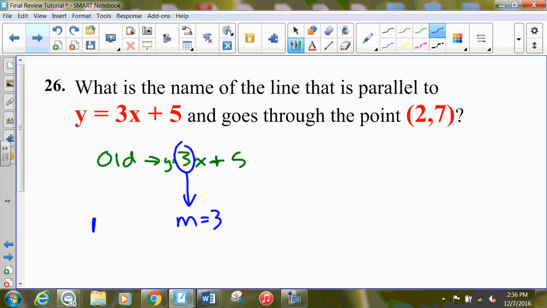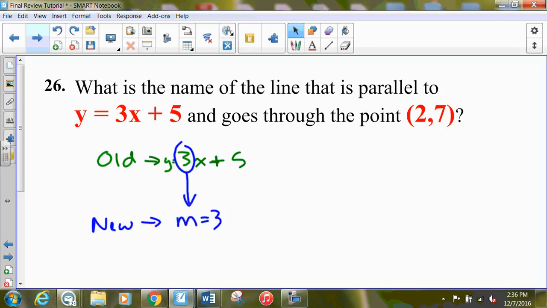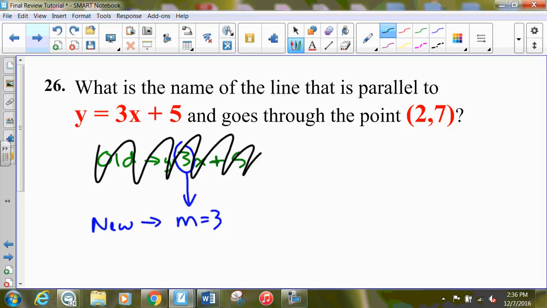This is for the new line. We're stealing the slope. And then we throw the old line away. We're not going to look at it anymore. We stole your slope, and we're throwing you away. That sounds like we're really mean mathematicians. But that's what we have to do, guys.